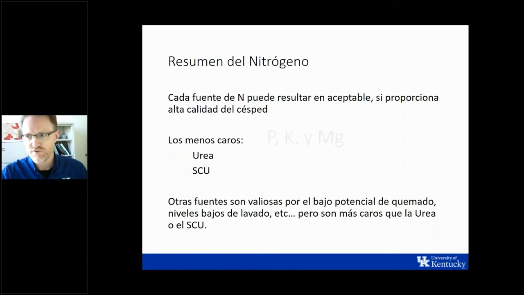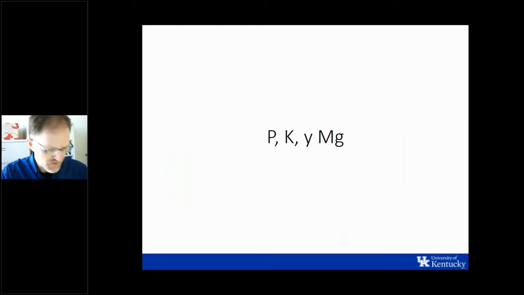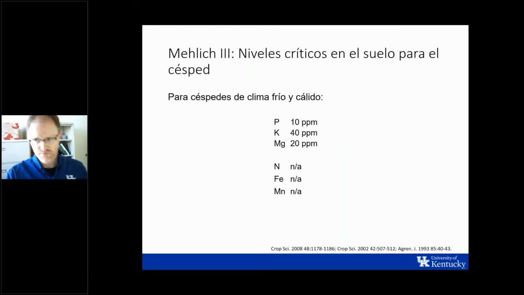All right, so we're going to go to phosphorus, potassium, magnesium. The values that I've been talking about recently for PK magnesium in terms of soil test values, I'm using the Mehlich 3. I don't know what soil extractant you use in Spain. I'm sorry, I don't know that. But for Mehlich 3 extractants, the numbers that I'm comfortable with are like 10, 40, 20 for PK magnesium. We don't have anything for nitrogen, iron, or manganese.